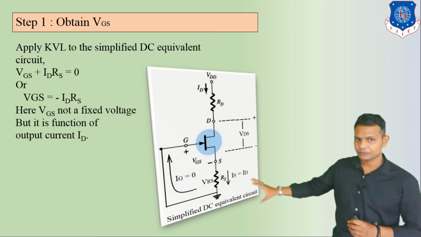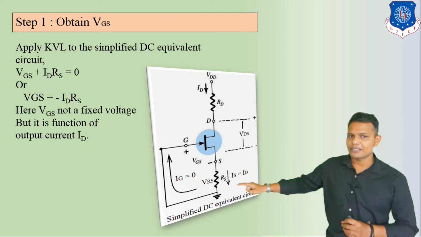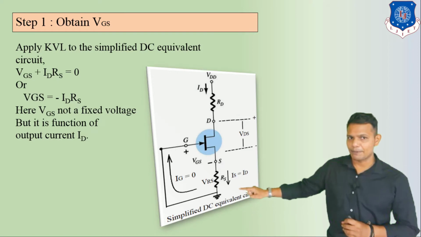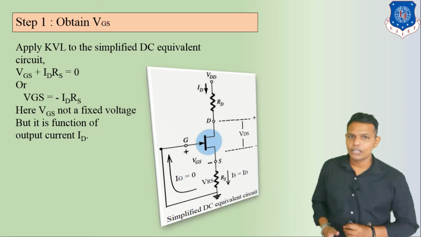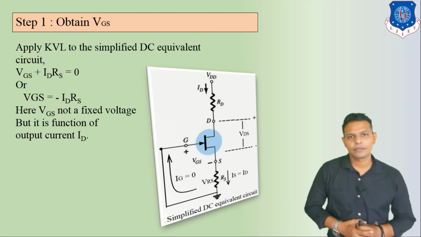Here we can see VGS plus to minus, that means minus VGS, and here plus minus, that means minus RS IS, but here IS is equal to ID. So we can write ID instead of IS.